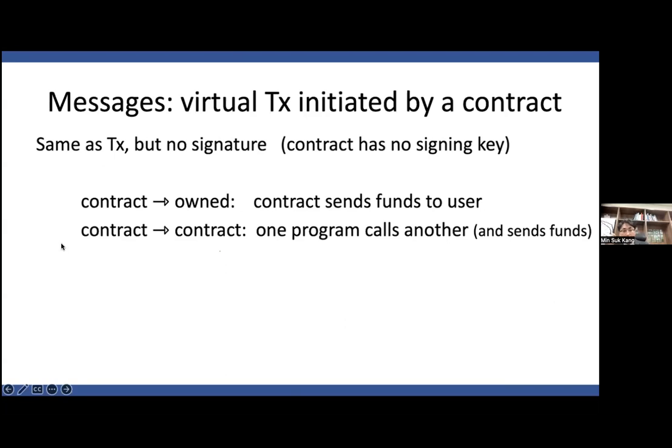Then money goes back to your owned account. Also, a contract can send a transaction to another contract, which means that from the programming language's perspective, one program calls another program and sends funds as well. So it really opens up lots of opportunities for developers to write not only a little bit more complicated money applications, but basically lots of different applications.